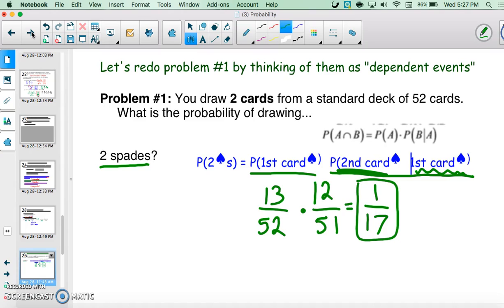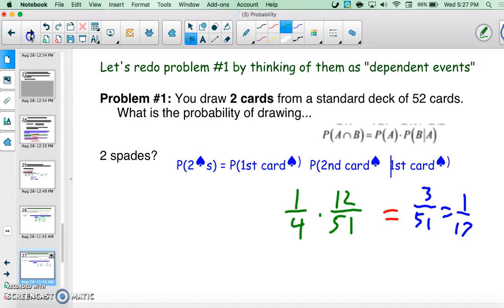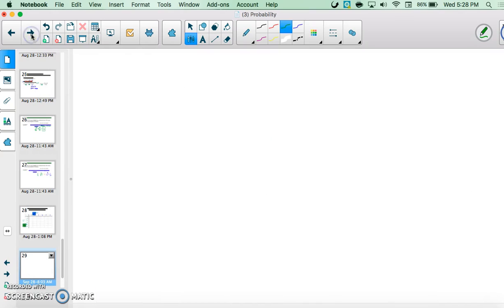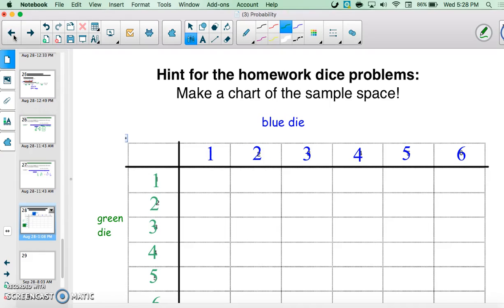That is the end of the notes. Quick things about the homework. Using a chart for the dice problems will be really helpful if you fill in all the different possibilities for the dice. And I think that's it. Hopefully this was helpful. Good luck tonight.